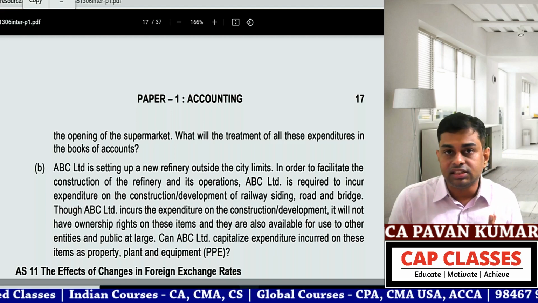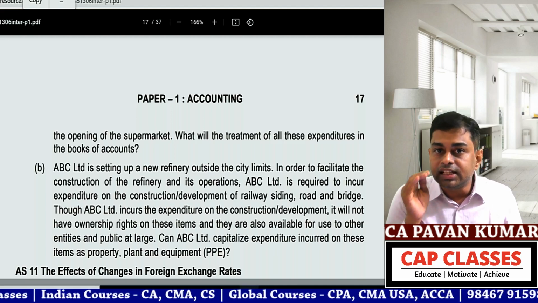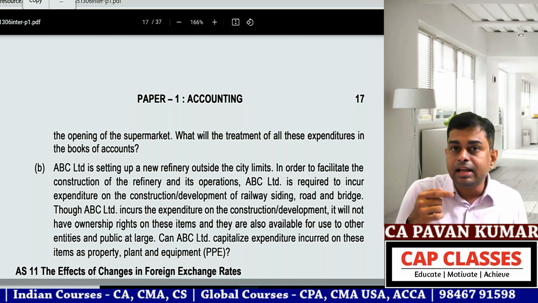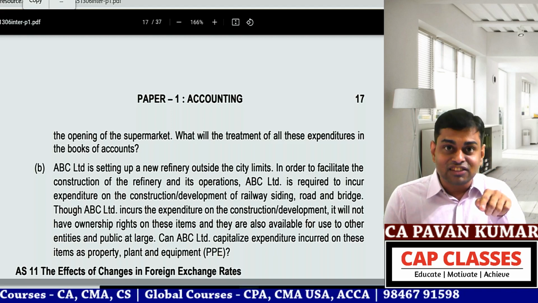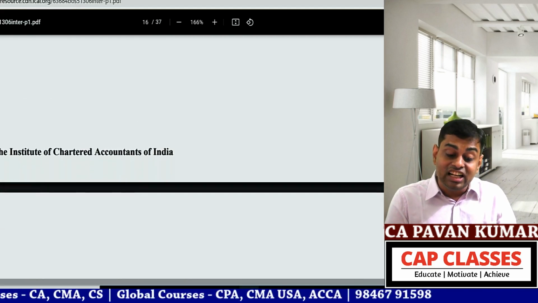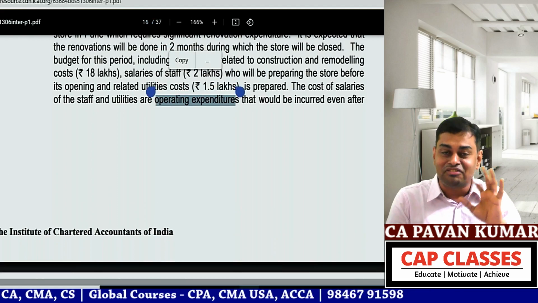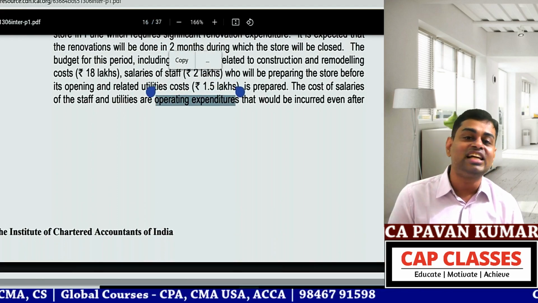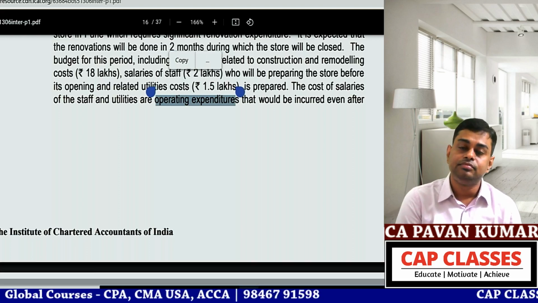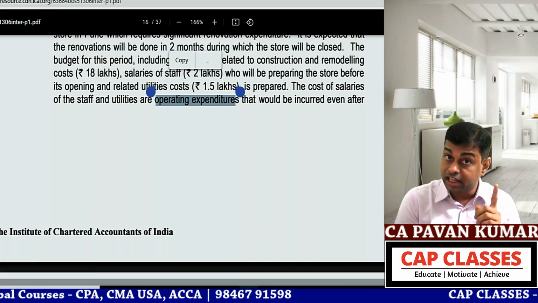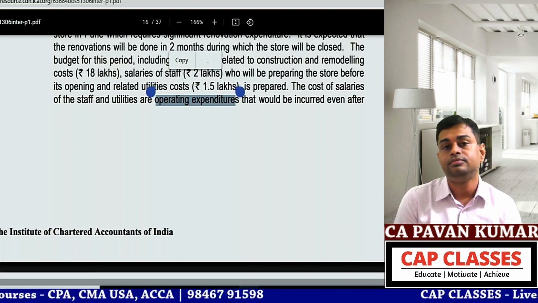Why will we capitalize this? Because it is a classroom problem or RTP problem. They are giving it like this. In the exam, if they give this question, they will avoid this operating expense phrase. They will not say that these will be incurred, even if the store gets opened. You should be very careful.